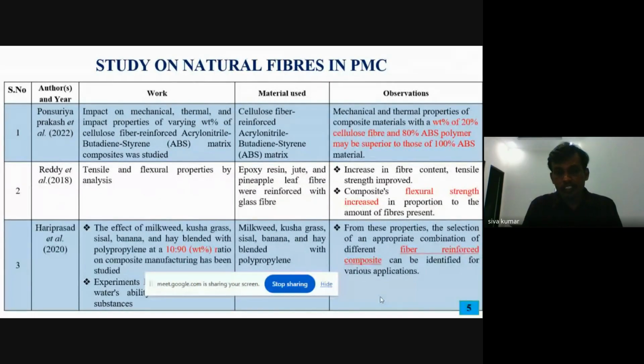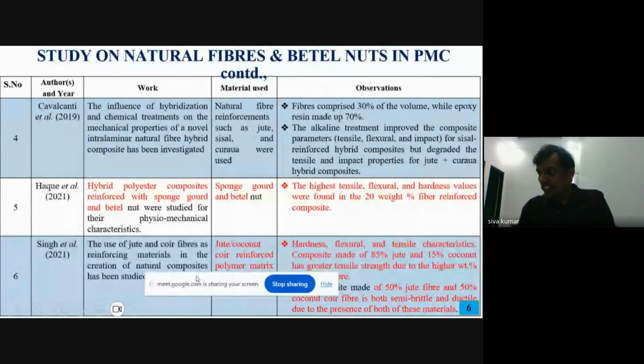I have given some literature here, especially on natural fiber in polymer matrix composites. The first study is on the mechanical and thermal impact properties of varying weight percentages of cellulose fiber. Cellulose is a very natural fiber material. It is the base of biocomposites, the beginning. Now they are using different materials in place of cellulose with the same chemical characteristics, like chitin, and sometimes they are using leather also. And there are many significant observations I have found from this kind of literature.